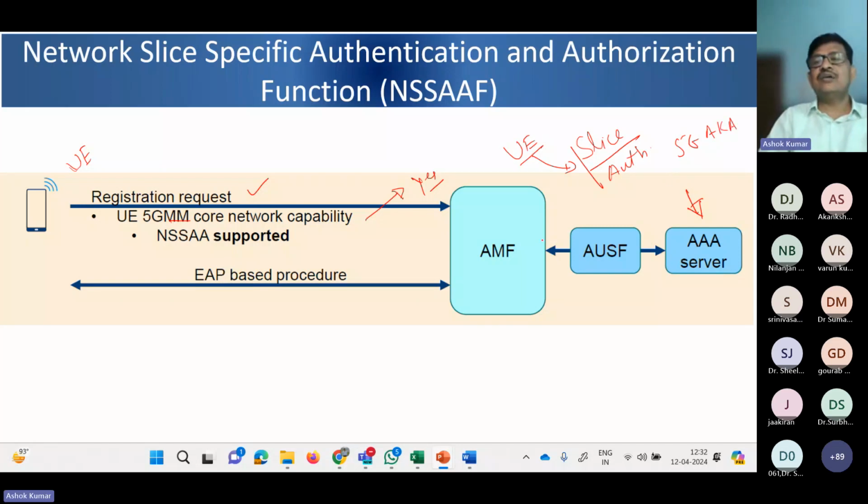And in case of any slice, it may be another authentication mechanism like EAP, Extensible Authentication Protocol. So you can have a different authentication mechanism within the 5G network.